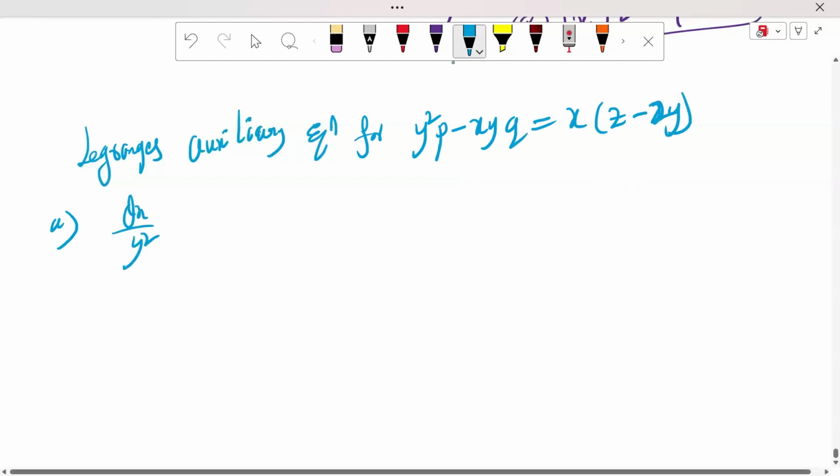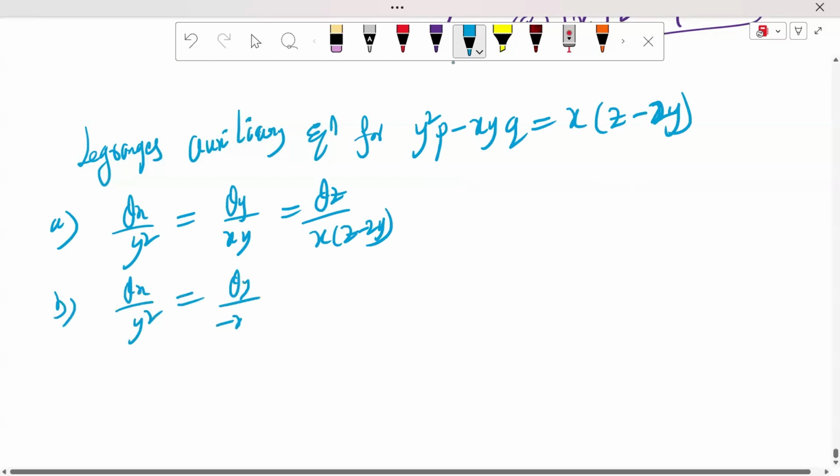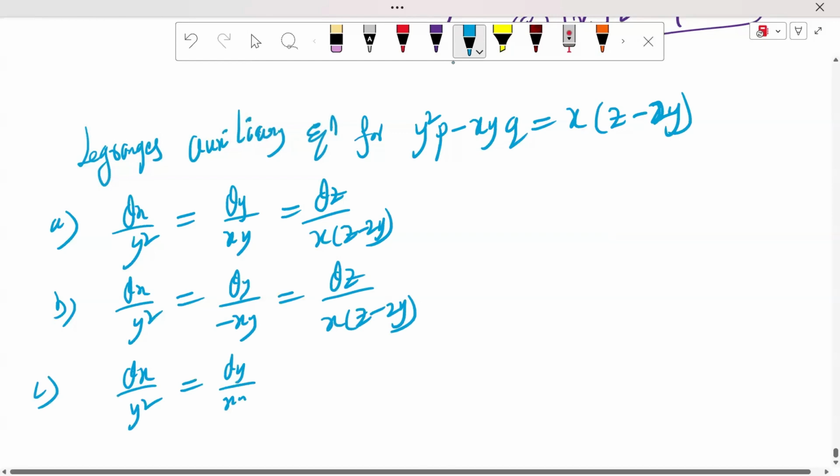Dx by y squared is equal to dy by xy is equal to dz by x into z minus 2y, sir. Option B: dx by y squared is equal to dy by minus xy is equal to dz by x into z minus 2y, sir. Option C: dx by y squared is equal to dy by xy is equal to dz by x into z plus 2y, sir. Option D, none.